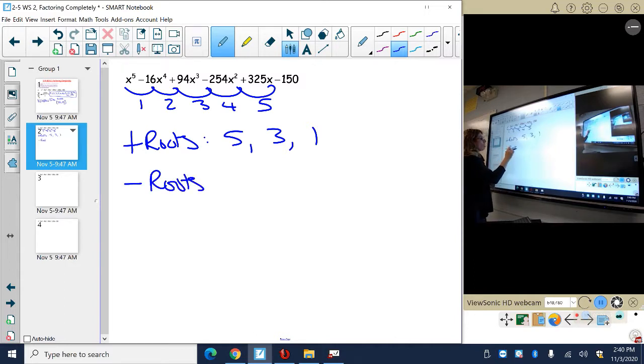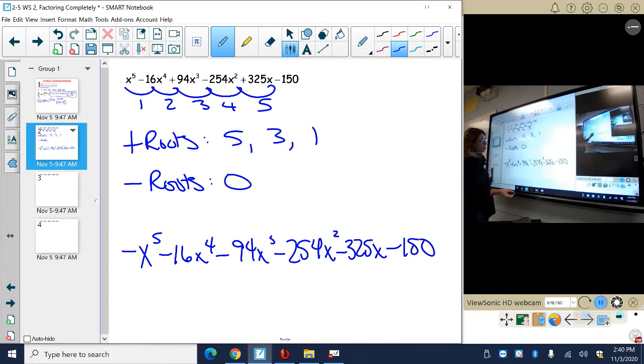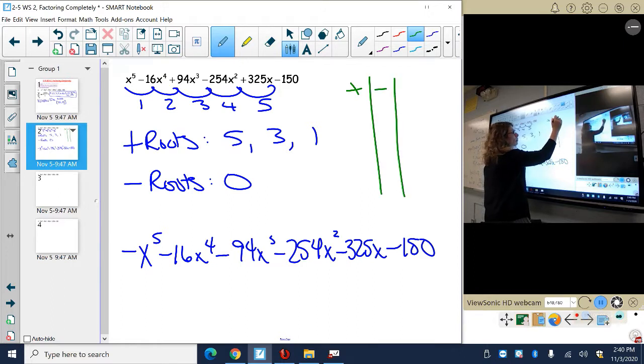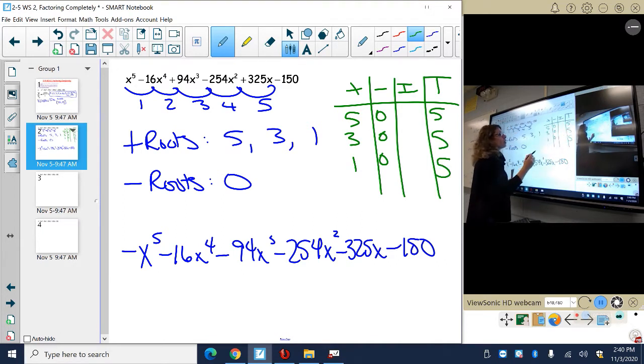Negative roots, I'm going to change only the odd powers. So that's negative x to the 5th, minus 16x to the 4th, minus 94x cubed, minus 254x squared, minus 325x, and then minus 150. There's no sign change there. So basically we have plus, minus, imaginary, and then total. I can have 5, 3, or 1, with 0 paired with those each time, and I have to have a total of 5 each time. So that leaves 0, 2, or 4 left over there.